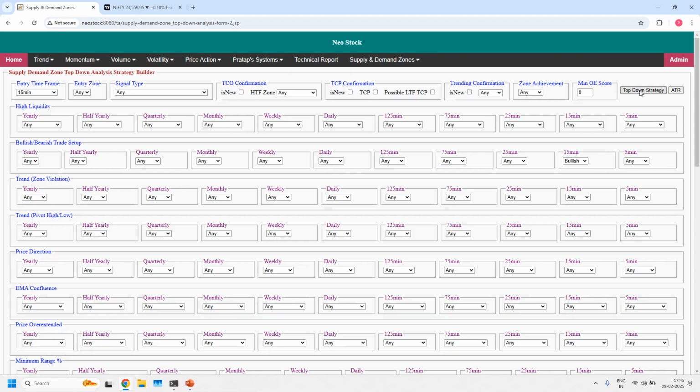Now if I click the top down strategy builder, it displays all the 15 minutes bullish and bearish trade setup zones. But we don't want all the reports. We want all the reports according to our checklist items. What are the checklist items you have learned?